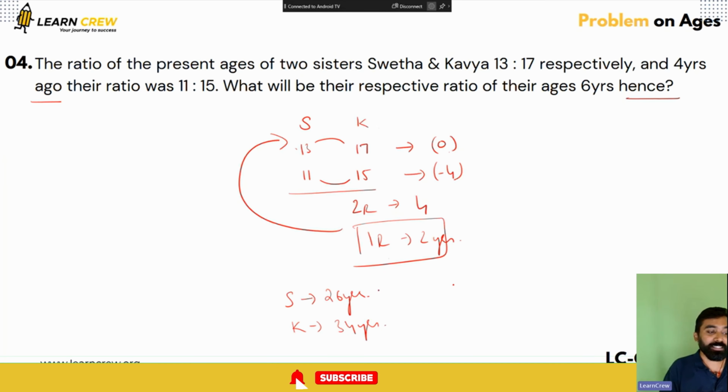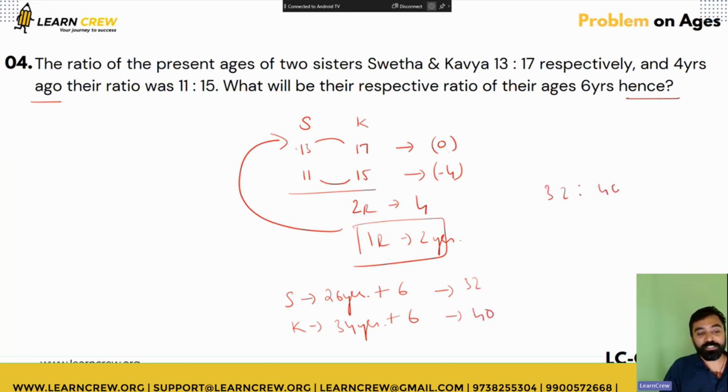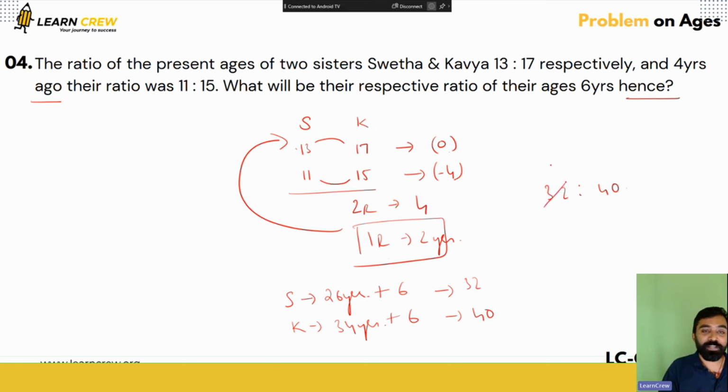So they're asking the age 6 years hence, which means plus 6, plus 6. This becomes 32, this becomes 40. So 32 is to 40 is the given ratio. This can be further simplified: 8 4s are 32, 8 5s are 40, so it is 4 is to 5.